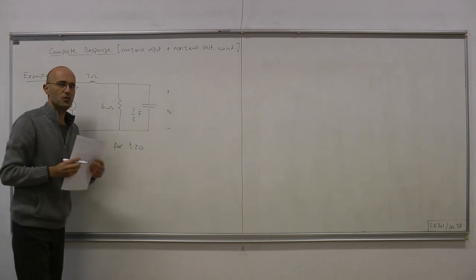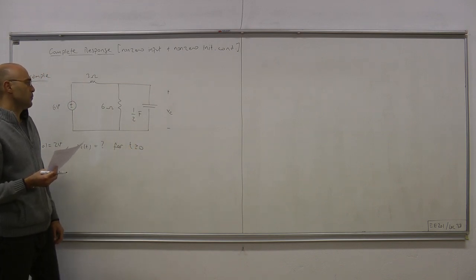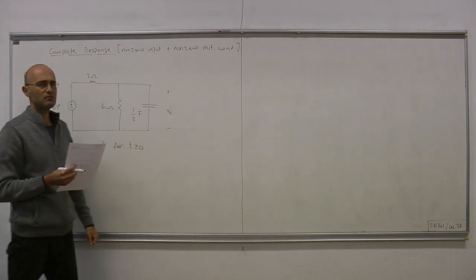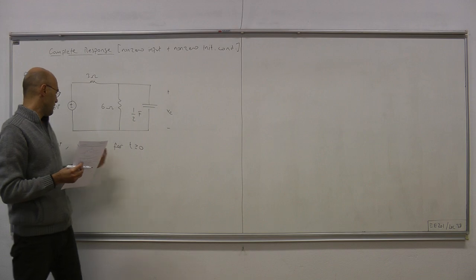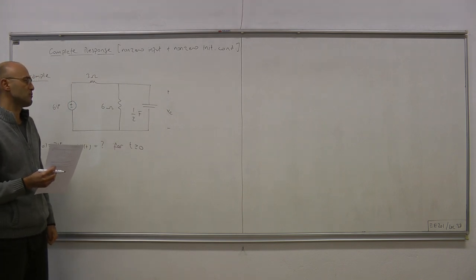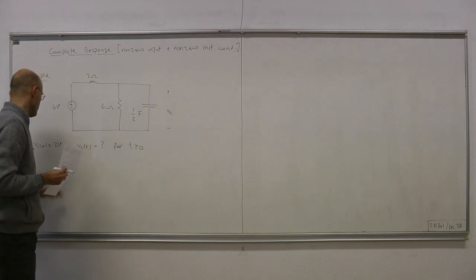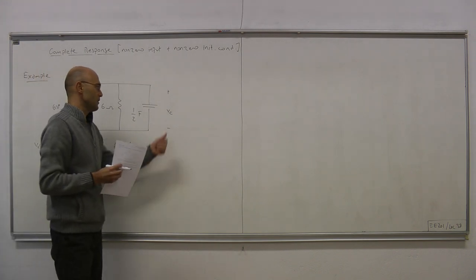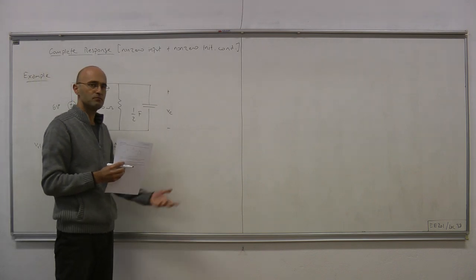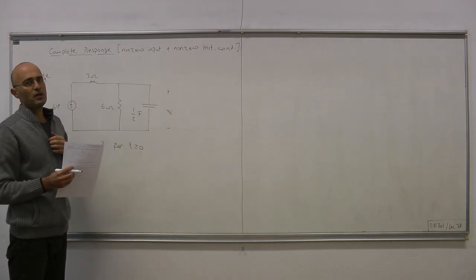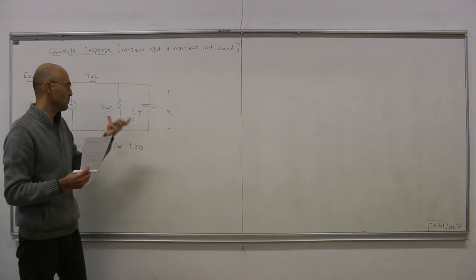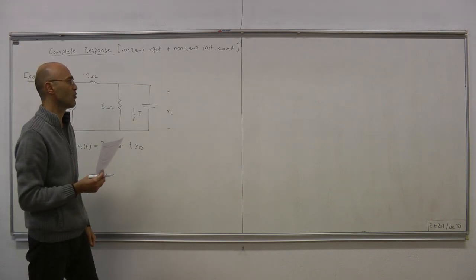For t positive. What we're going to do is obtain a differential equation describing the evolution of the capacitor voltage. Then we have the initial condition constraint. We're going to figure out the solution that satisfies both the differential equation constraint and the initial condition constraint. The differential equation would have a non-zero right-hand side because the input is non-zero. That right-hand side will determine the form of the particular solution. Then we just kill the right-hand side and look at the left-hand side, and that will tell us the form of the homogeneous solution.